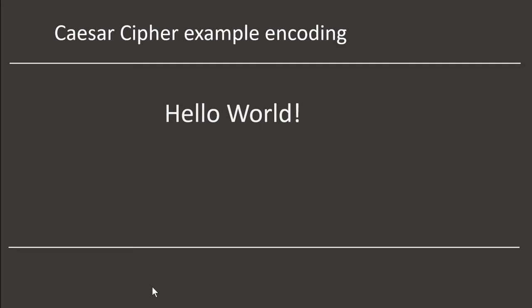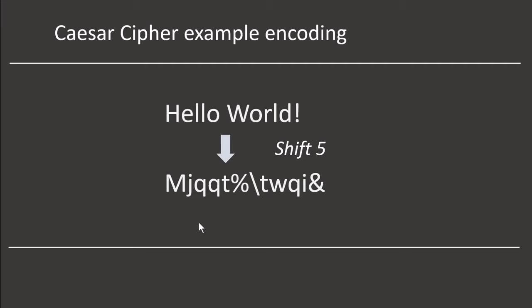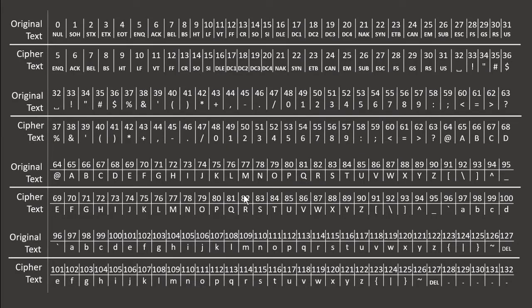If we take an example like hello world, of course, we can see that adding a 5 to each of those characters is going to give us a string that we see here: capital M, J, Q, Q, T, %, backslash, T, W, Q, I, ampersand. So that works great, everything's fine. And in fact, if we do that addition to all of the ASCII codes, we can see we get a new code for every character that we need.